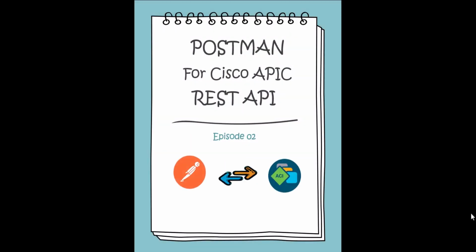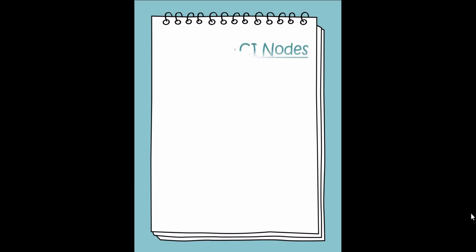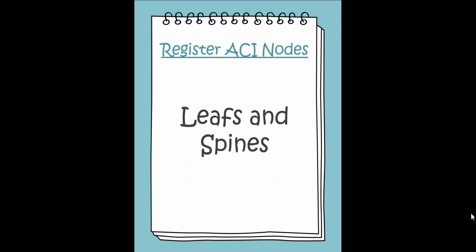Hello everyone, this is Postman for Cisco APIC REST API, episode 2. In episode 2, we are going to talk about registering ACI nodes, leaves and spines. Let's open Postman and APIC and see how we are going to register the nodes.